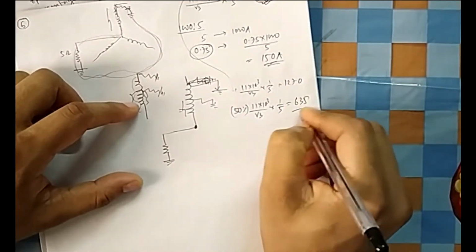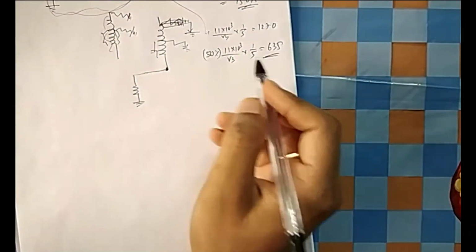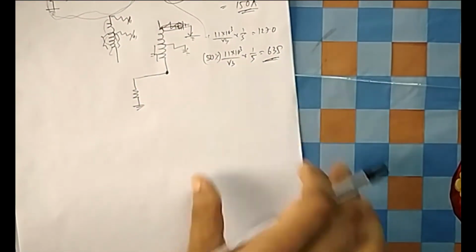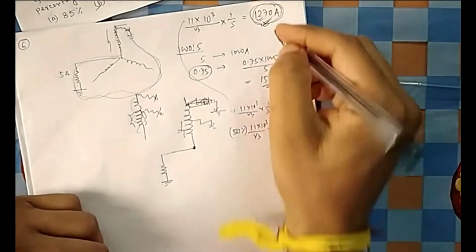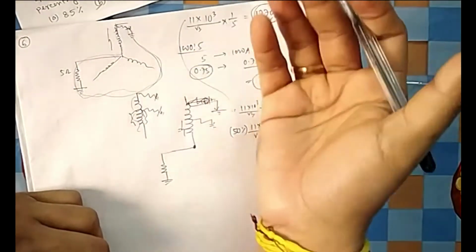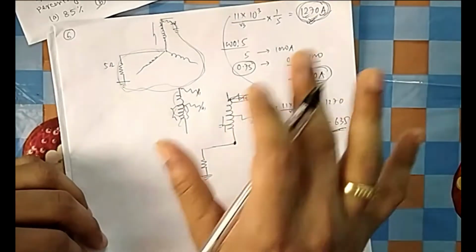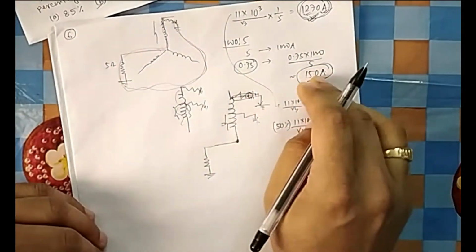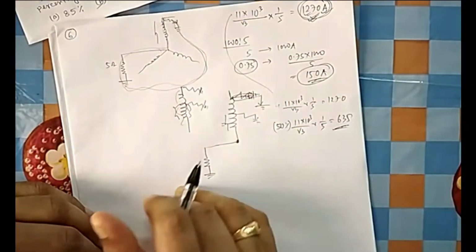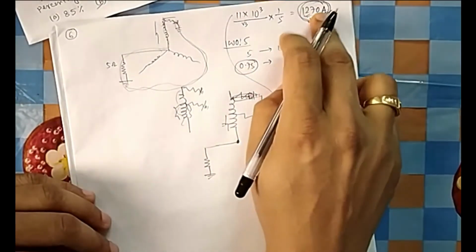Now you can get it: the current depends on how much winding is shorted. Here 1270 is the total if it is 100%, but up to 150 ampere the relay is not tripping, it will trip after 150. That means after 150, whatever current is there, it will sense. Up to 150 it will not sense, so up to 150 it is not protected, after 150 it is protected. So up to 150 is how much percentage of 1270?